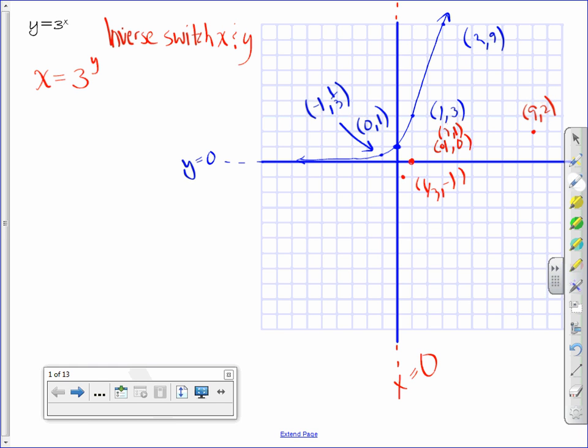And when we connect those, we get this shape, which is the inverse shape to the exponential function, and that is called a logarithmic function. And if we want to write it as a logarithm, we would write it as such, which is more the focus of the next lesson. Now, we're going to start with this.